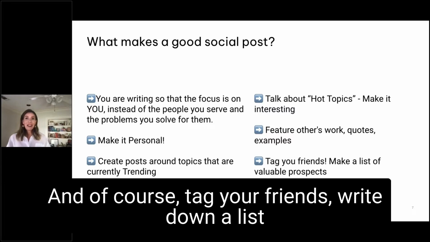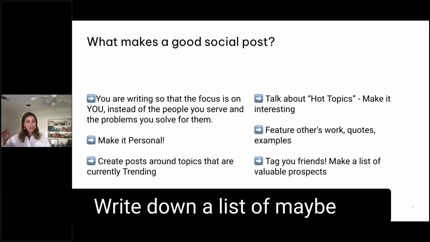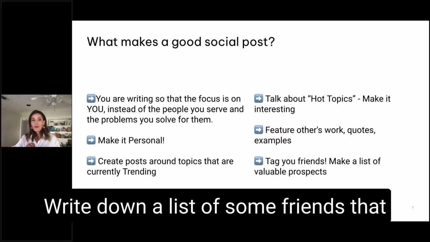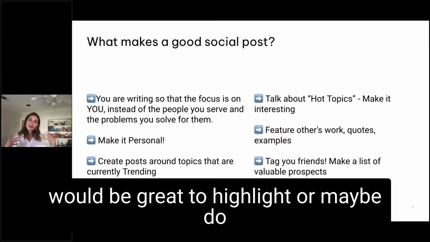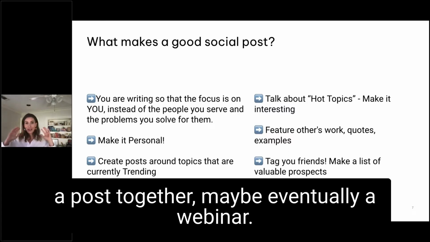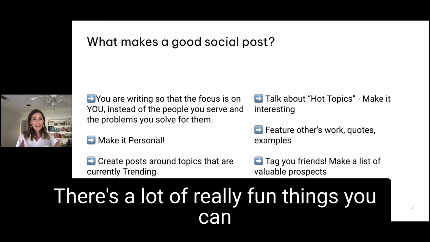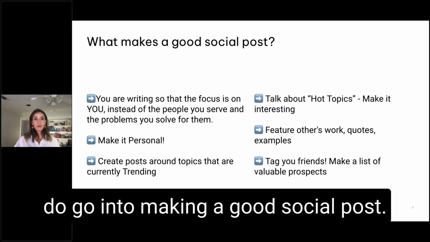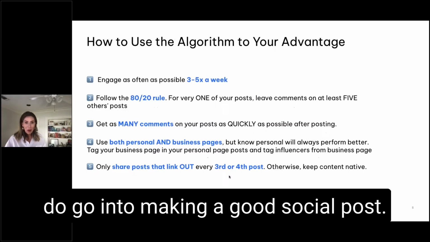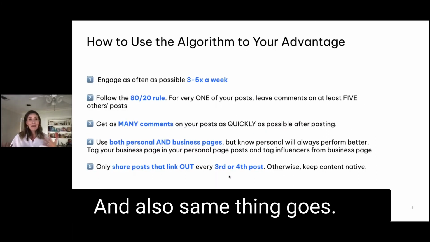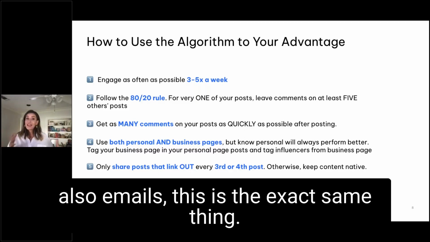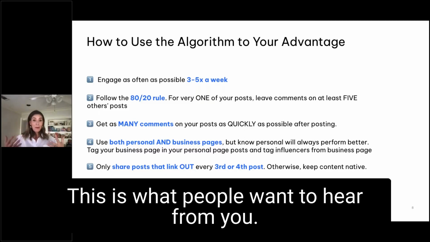And of course, tag your friends, right? Write down a list of, on that notepad I told you to have, write down a list of maybe some businesses you could share, write down a list of some friends that would be great to highlight, or maybe do a post together, maybe eventually a webinar. The world's your oyster. There's a lot of really fun things you can start to do, but these are some elements that do go into making a good social post. And also, same thing goes, I know it just said social post, but also emails. This is the exact same thing. This is what people want to hear from you.